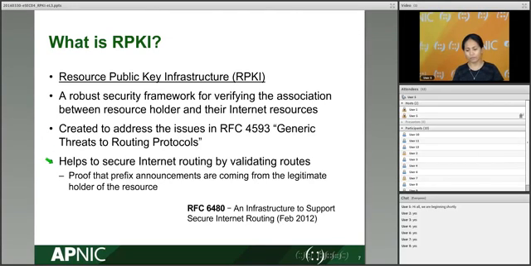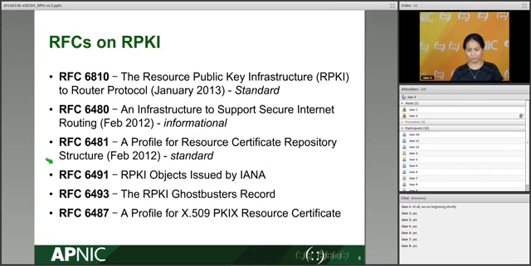Basically, it helps us secure internet routing by validating different routes. How are we going to do that? These are the different RFCs for RPKI. Let's go through this before answering that question. RPKI is not exactly a very new thing. It's been around for a while, and it wasn't usually called RPKI. The current standard that we have is RFC 6810 and that range. So the RPKI infrastructure standard itself is defined in RFC 6810. That's RPKI, the routing protocol.